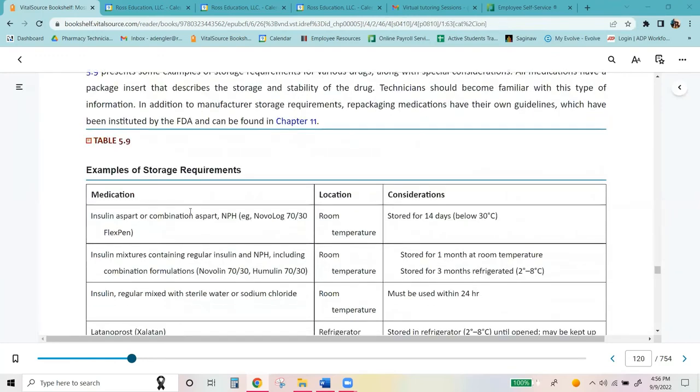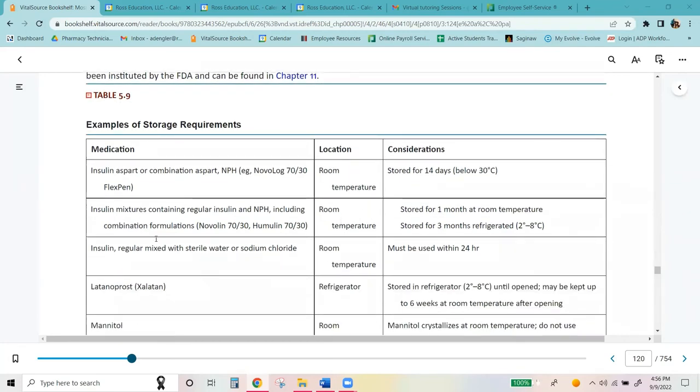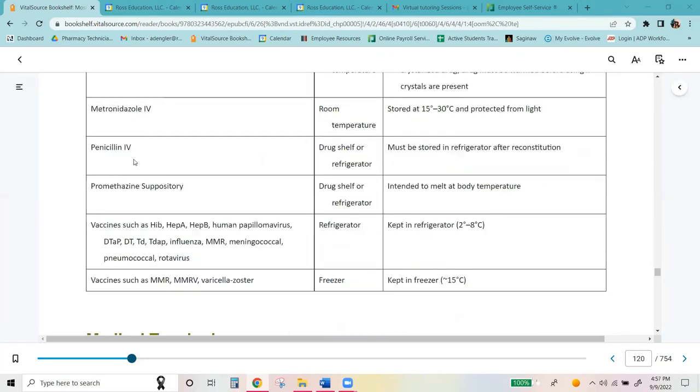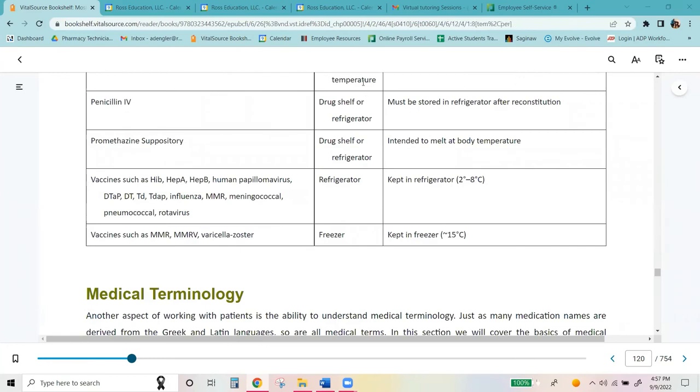Table 5.9 has some examples of storage requirements. Once a patient gets their insulin, we store it in the fridge, but once they receive it, they can leave it out at room temperature. And here are some considerations. The eye drop latanoprost, Xalatan, has to be kept in the refrigerator until opened, and then it can be left at room temperature for 6 weeks. And you can read through all the rest.